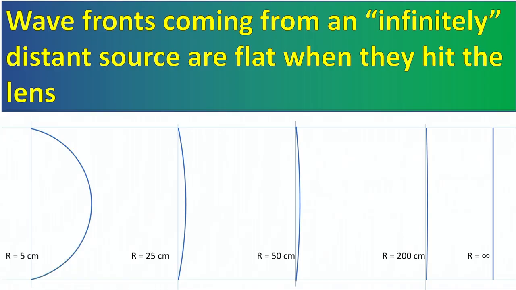Here I've drawn arcs that illustrate what wavefronts would look like at given distances from the point source. At 5 centimeters from the source, the wavefront looks very curved. But as the wavefront moves further away, from 25 centimeters to 50 to 200 centimeters, the part of the wavefront we see becomes flatter and flatter. Light coming from an infinite distance away has a flat wavefront.